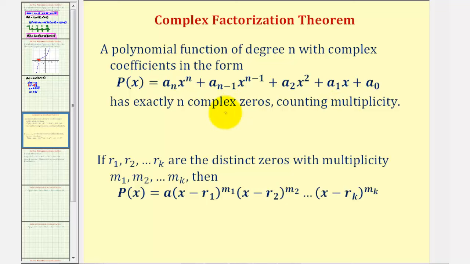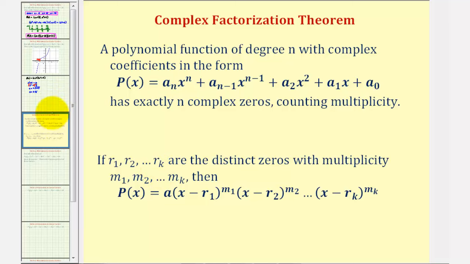So we're going to find all the complex zeros of our given polynomial function, and then using those zeros, we can write the polynomial function as a product of linear factors, as we see here, where the r's would be the zeros, and the exponents m would be the multiplicity, and in this form, a would be the leading coefficient.